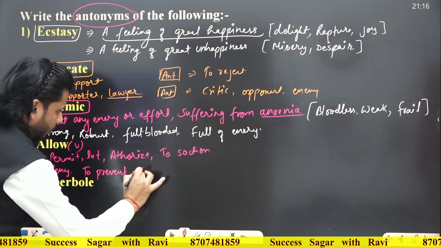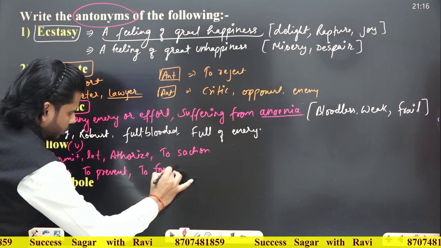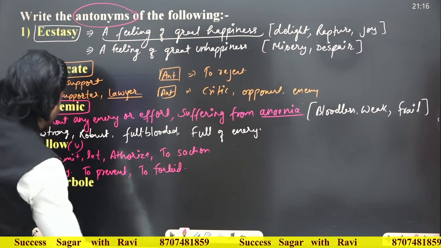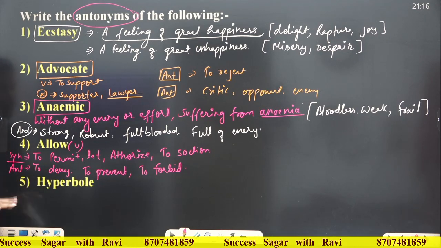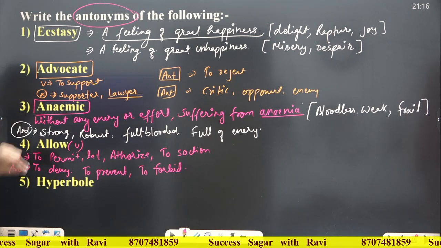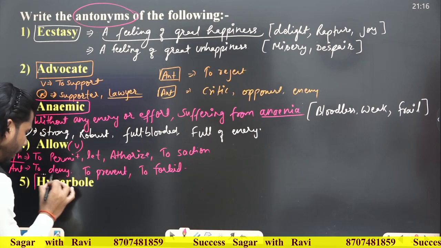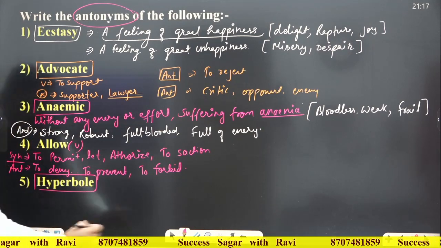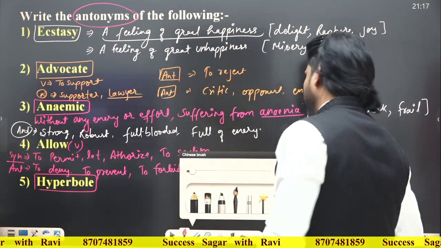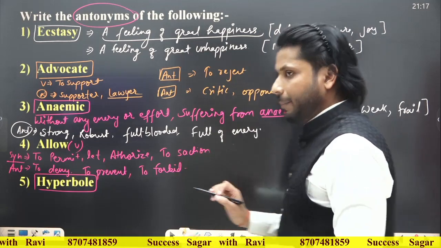You prevent. And what about to forbid? These are the antonyms and synonyms of the verb allow. What about hyperbole? Hyperbole. Okay. This is a nice word. I'll explain it to you. Don't worry. Hyperbole.